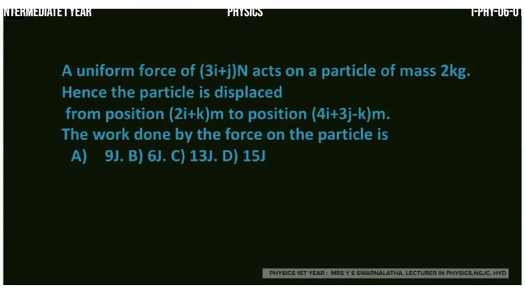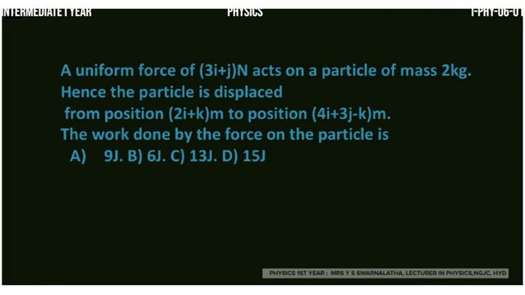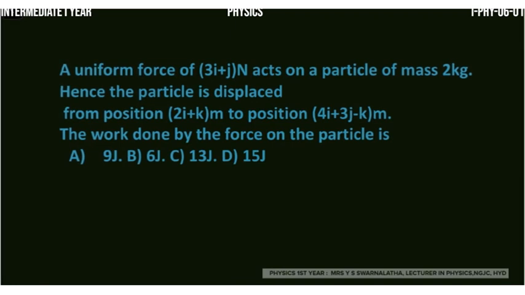Now I am going to give you a homework problem. The same way as I did now, you have to calculate the work done here. The question is: a uniform force of 3i plus j newton acts on a particle of mass 2 kg. Hence the particle is displaced from position 2i plus k meters to position 4i plus 3j minus k meters. Find the work done by the force on the particle.